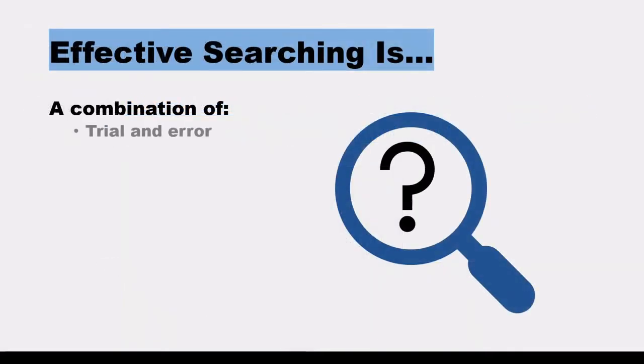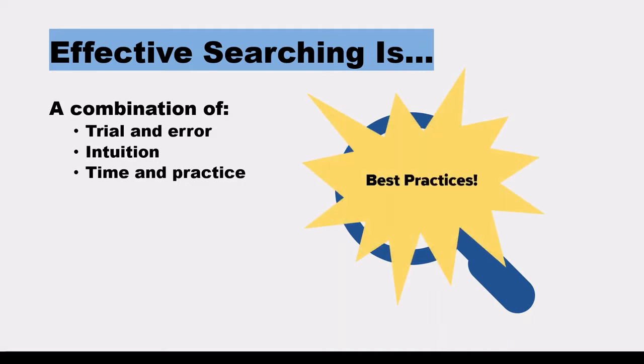Effective searching is a combination of trial and error, intuition, and practice. Don't be discouraged if at first you don't succeed. Let's look at some best practices for searching in PubMed.